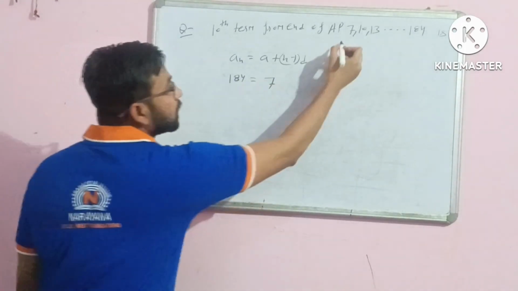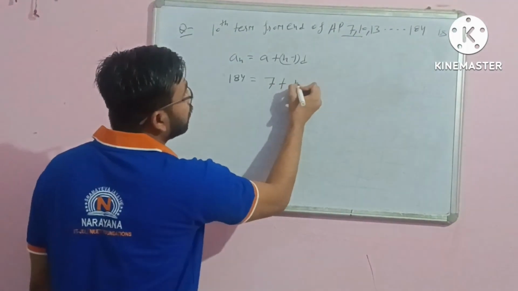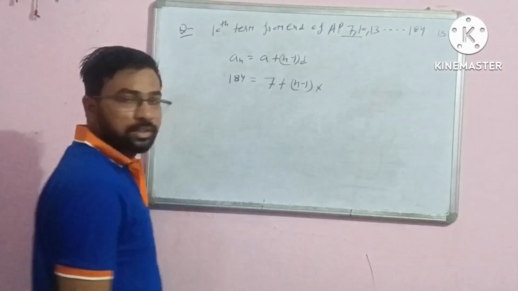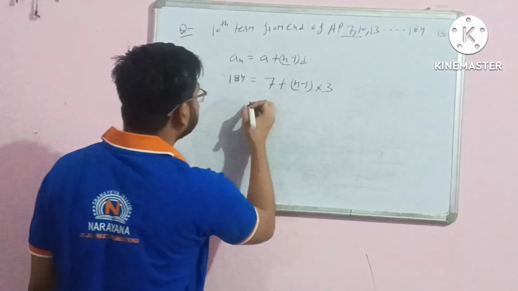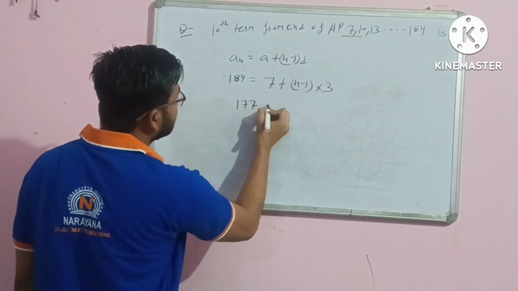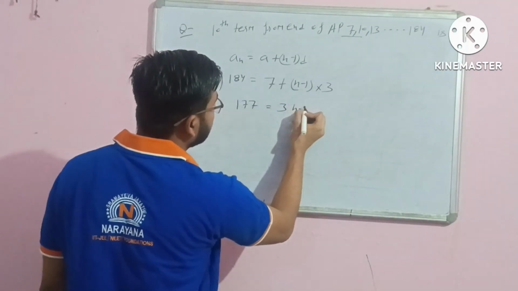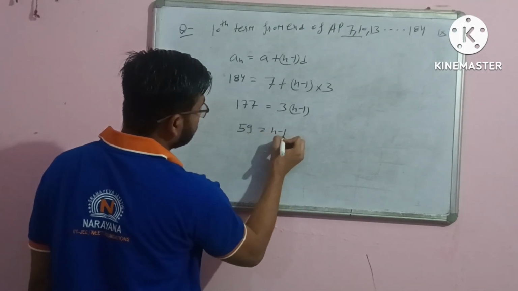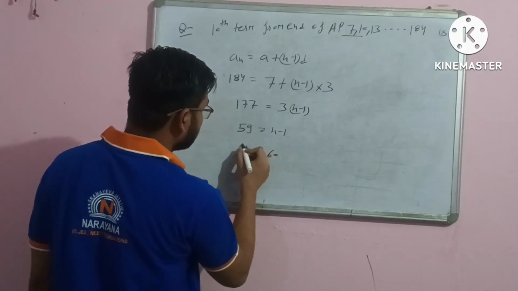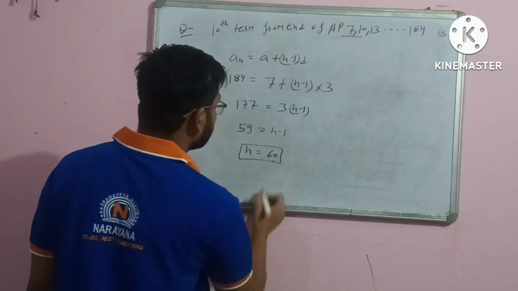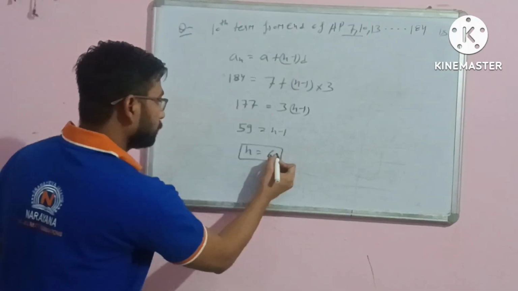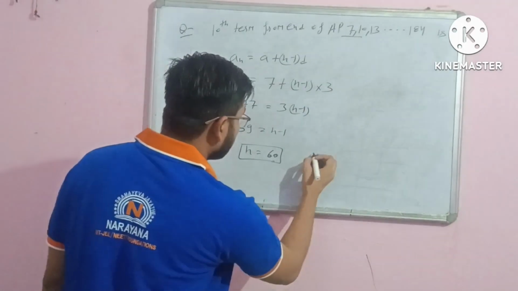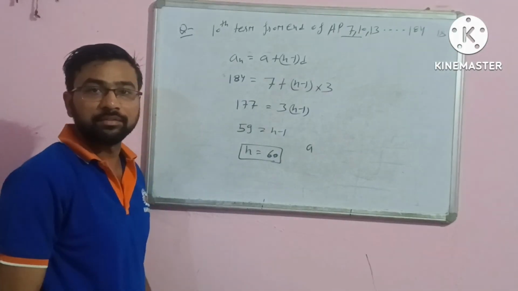What is the first term? The first term here is 7. What is the common difference here? The common difference is 3, that is 10 minus 7. So 184 minus 7 is 177, which equals 3 (n minus 1). So n is 60. So we have to calculate the 10th term from the end, which is the 51st term.